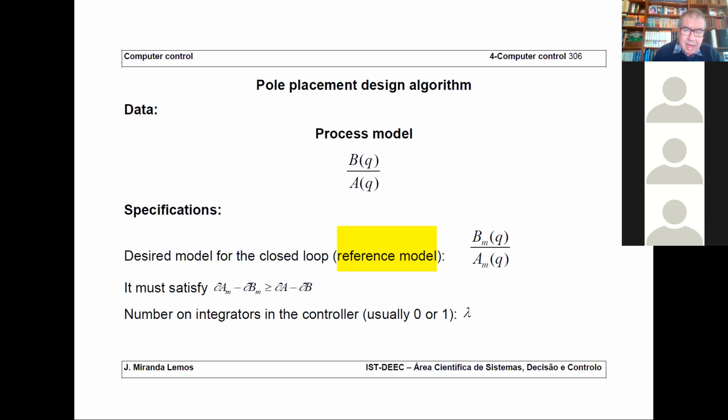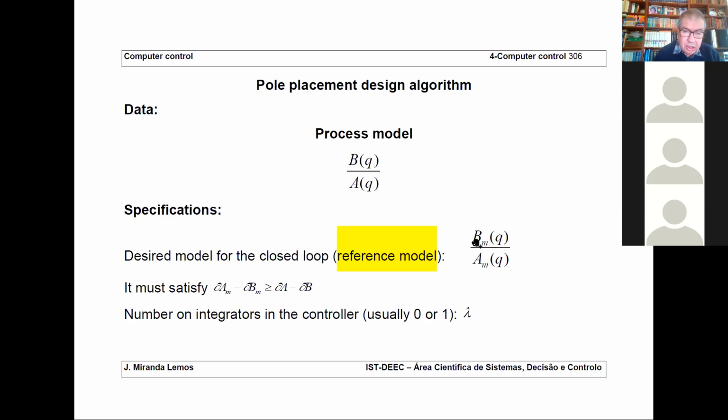So let's sum up what we have, the design algorithm, and tomorrow we are going to see some examples. Now, what is the data? You must have a process model, B and A. How do you get B and A? You get it from identification, the first part of this course. And for the specifications, you must specify the position of the zeros and the poles, BM and AM.